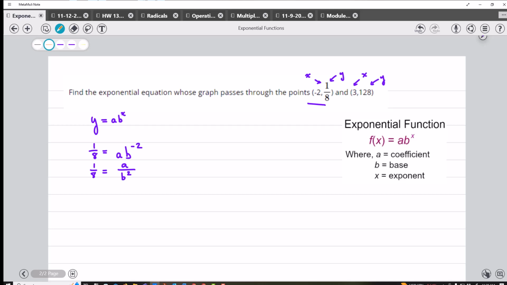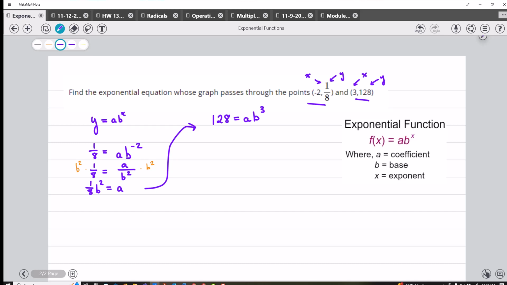And now from here, I could simply just multiply both sides, because what I'm doing is I want to solve for a. And so I get 1/8 b squared equals a. And you're like, well, but how is that going to help me? Well, why not use this now with this point where I have 1/28 equals a b to the 3rd power. You see where I got those numbers from?